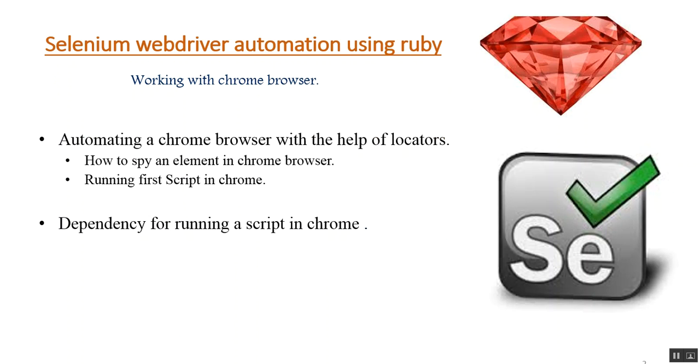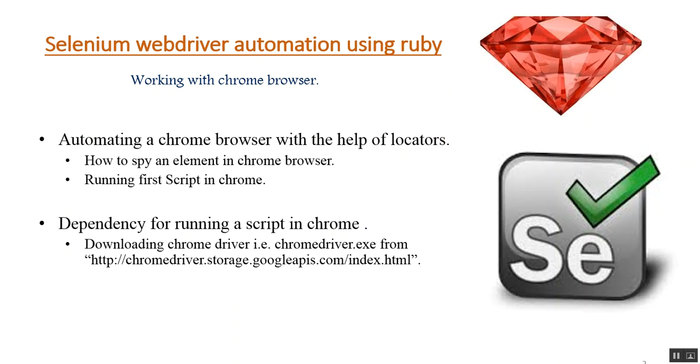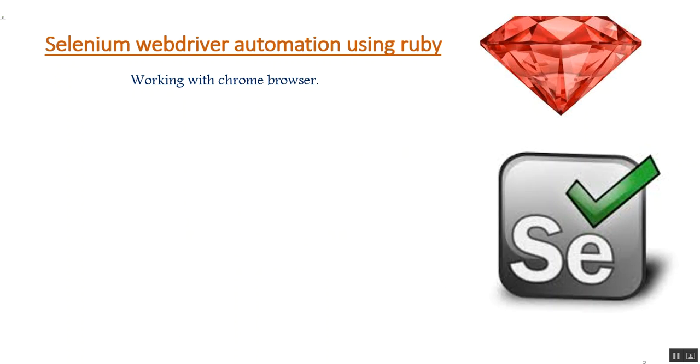In Chrome browser we have certain dependencies that we are going to fulfill today, that is downloading ChromeDriver, that is chromedriver.exe, from the below URL, and placing the driver in the below executable path. So we're going to automate facebook.com today.